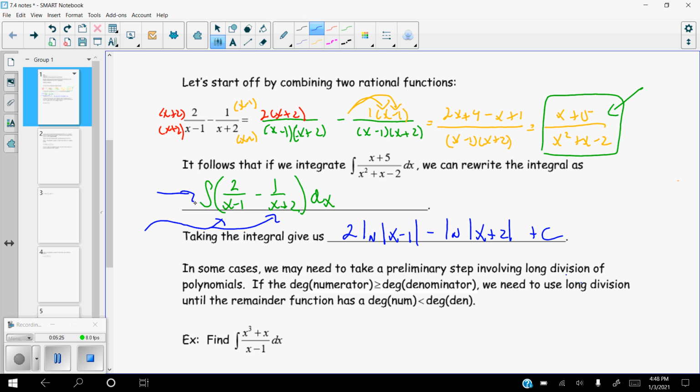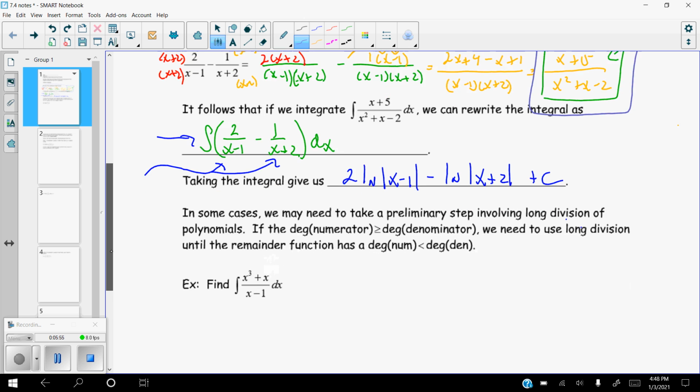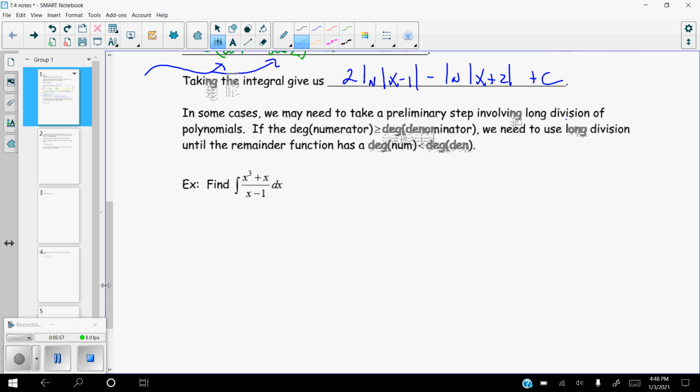But in order to do this, what we need to do is say, okay, well, how would I have gotten from this back to this? If we start off with that rational function, how am I going to separate that into two things where I can do the natural log antiderivatives? Well, this is what is called decomposing a function.